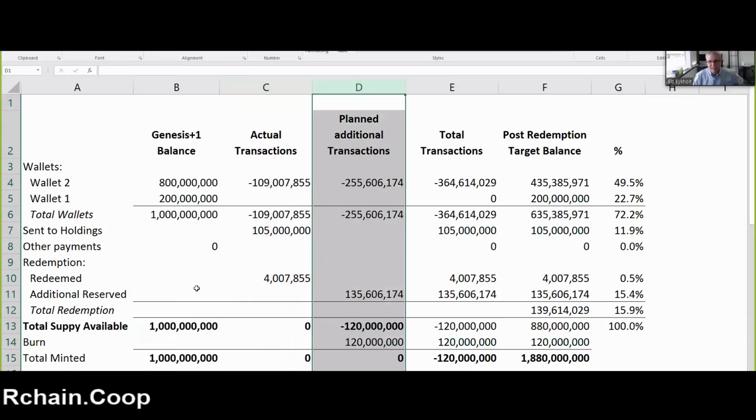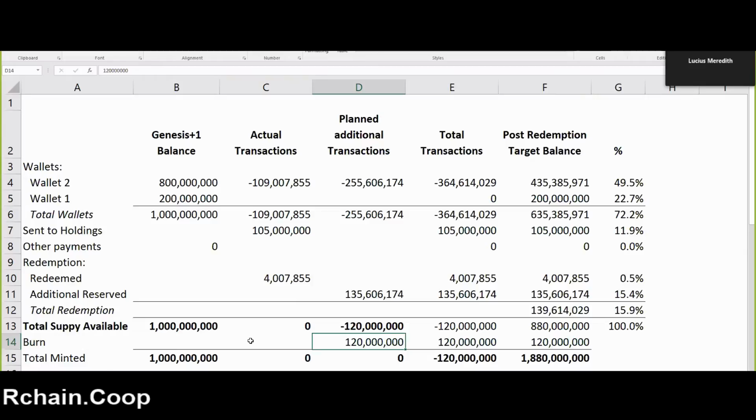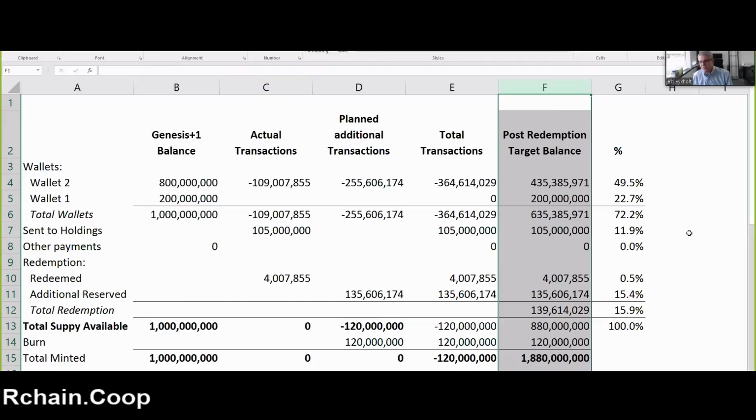And then we have some planned additional transactions. We have some amount that's reserved for redemption, which is this 135,606,000. And then we also intend to burn some number of AMPs, 120 million, which is whatever isn't redeemed from the 139 allocated. So we're estimating right now it's 120, but it may be more than 120. So that results in a total target of 880 million supply, and the total redemption amount planned, estimated, would be just shy of 16%.